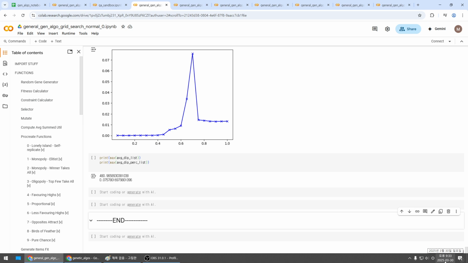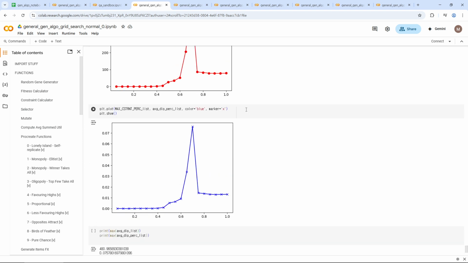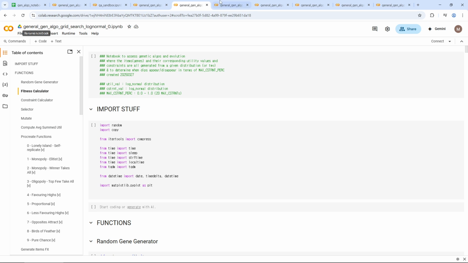Well, the year is 2025, March 30th, and today I am going to be very ambitious and try to cover seven Jupyter Notebook files, namely general genetic algorithm, grid search normal, grid search log normal, grid search uniform, grid search exponential as an exponent, or exponent as an exponential, and grid search von Mises, or is it von Mises? I don't really know.